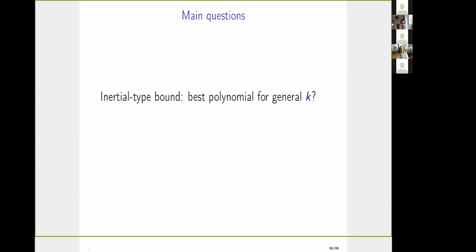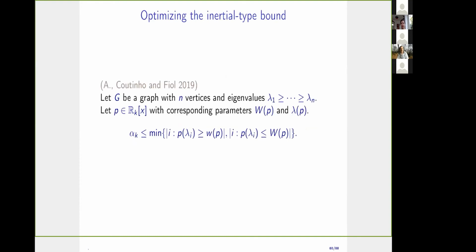Main questions then. Are the inertial-type bound and the Hoffman-type bound possible to find? Are we able to find the best polynomial for a generic k? The answer is yes. So what we did in this work is optimize the inertial-type bound, okay? The one that generalizes or extends Cvetković's inertia bound. So this was the bound we just saw, and we proved.